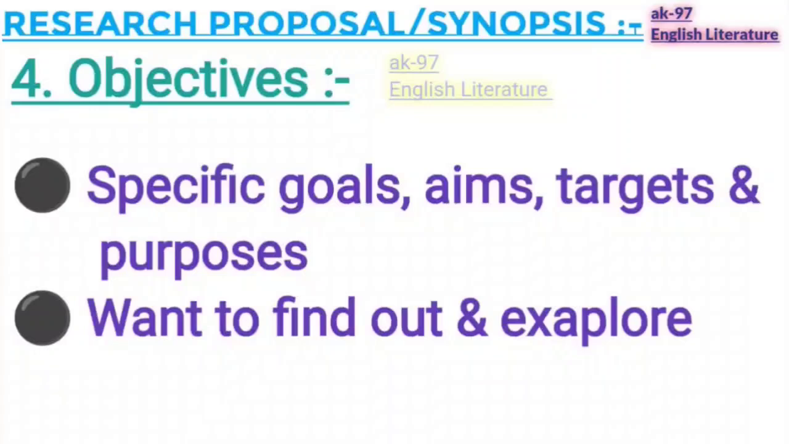And here you are going to mention what you want to find out and what you want to explore. Sorry for the spelling mistake, it is explore, E-X-P-L-O-R-E. And what you want to explore in your research. Yes, having good objectives shows that your research is going to become a good research. So be careful while writing objectives to your research proposal or to your research.